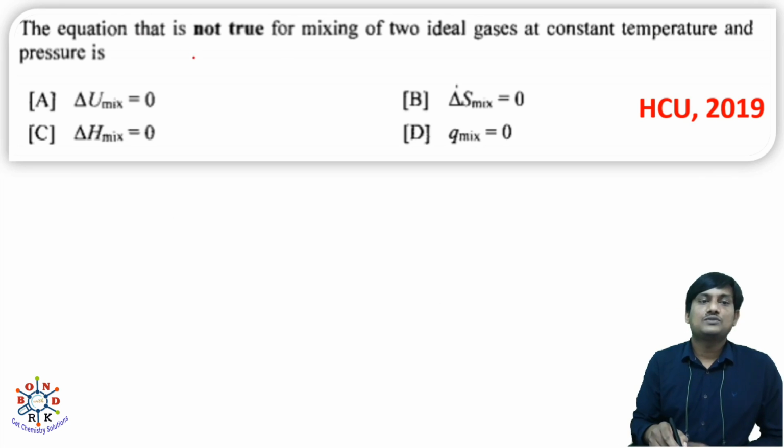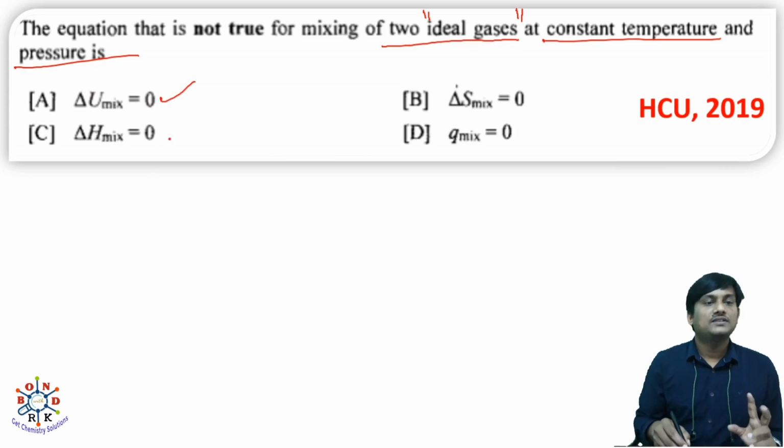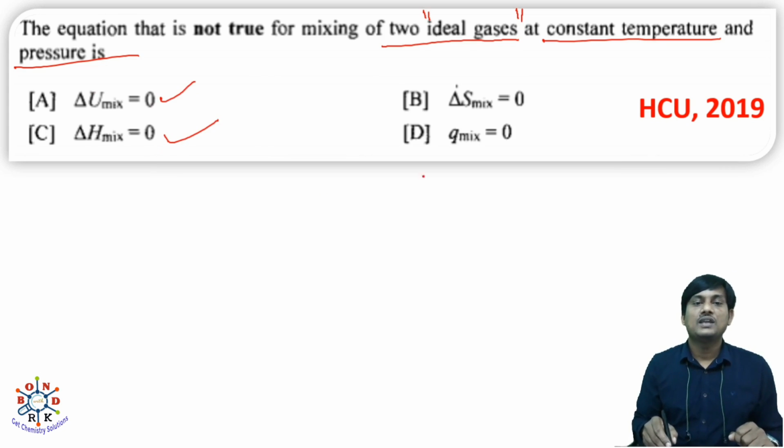The equation that is not true for mixing of two ideal gases at constant temperature and pressure is. We know that for ideal gases, there is no interaction between gaseous molecules. So when you mix two ideal gases, there is no change in internal energy. So delta U mix is 0 and delta H mix is also 0, and there is no release or absorption of heat. So delta Q mix, transfer of heat, there is no transfer of heat. Q mix is equal to 0.